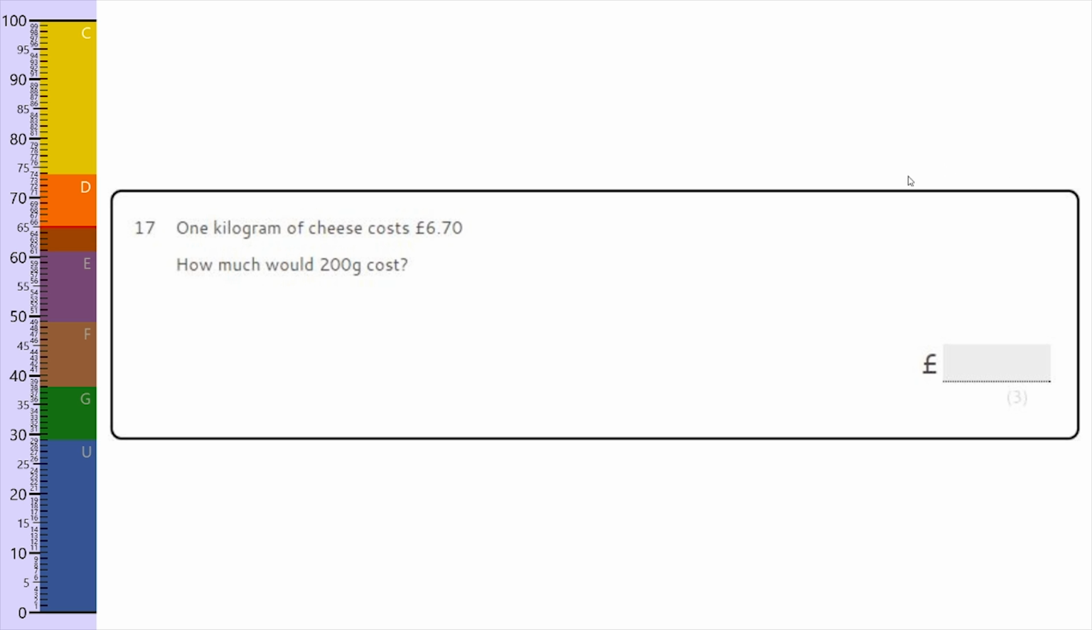Okay, so question about cheese. Now we've got to realise first of all that 1 kilogram, kilo means 1,000, so it equals 1,000 grams. So if we've got 200 grams, then that's going to be a fifth of a kilogram. Okay, so we know 1,000 grams of this cheese equals, and I'm going to do this in pence because it's normally easier, so 670 pence.